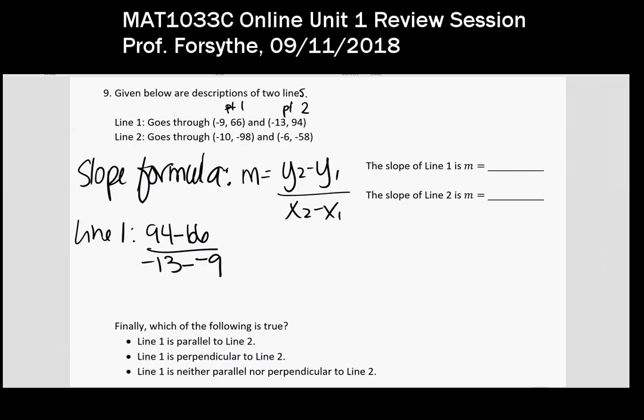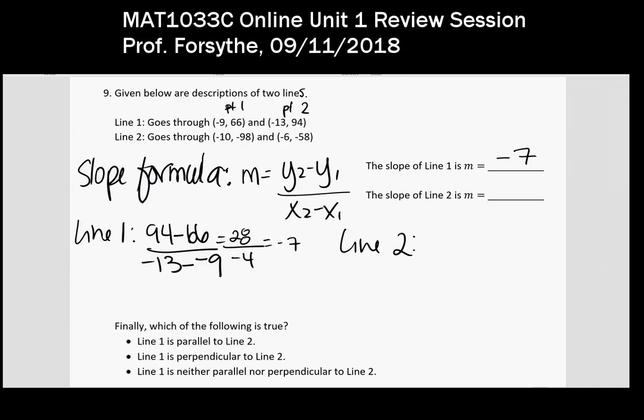Be very careful with these negatives. Okay? So now 94 minus 66 equals 28. And then negative 13 minus negative 9 is going to be negative 4. And then 28 divided by negative 4 is negative 7. So the slope of line 1 is negative 7. Okay, let's do line 2.